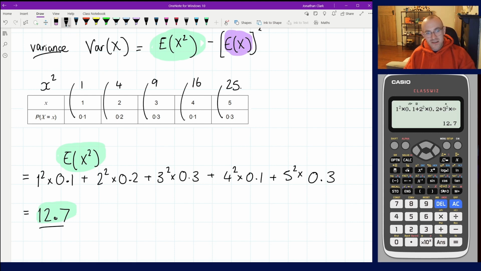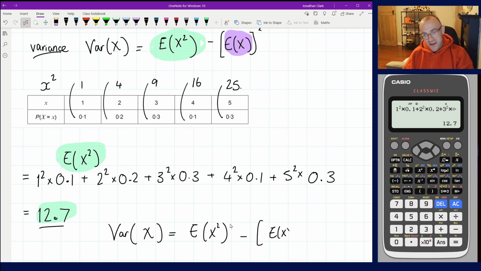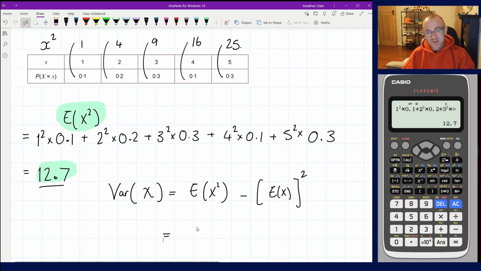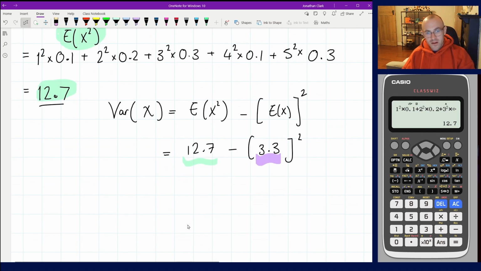So now let's go back to the variance formula, which was the variance of X is the expectation of X squared minus the expectation of X, all squared. This is going to be equal to 12.7 that we just worked out minus 3.3 squared that we worked out earlier on. And another one for the calculator, to be honest, take away 3.3 squared. What's that going to come out as? 1.81.